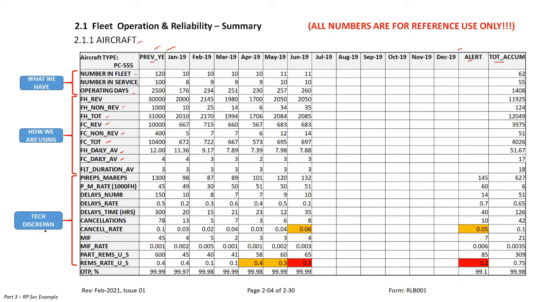Third part, technical discrepancies. PIREPs, MAREPs, by the way, this is the number here. PIREP, MAREP rate, in our case per 1000 flight hours. Delay numbers, delay rate, delay time. I'm using hours, you can use minutes. Cancellation numbers, cancellation rate, flight interruption numbers, flight interruption rate, unscheduled removal number, unscheduled removal rate, and on-time performance. You can continue this list based on your aviation authority's requirements, your experience, business model, maintenance model, etc.